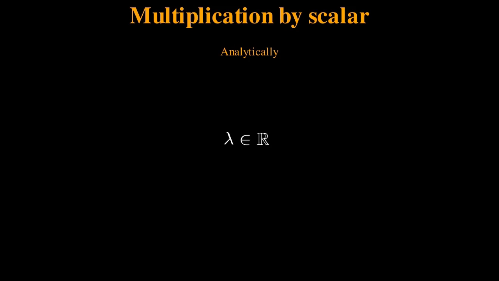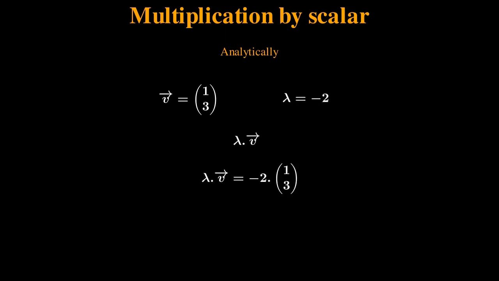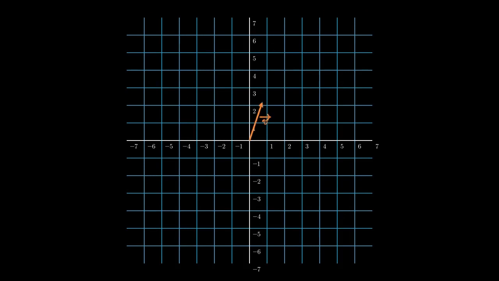Consider the vector v with the following coordinates. Now, for lambda, let's pick the value -2. To multiply a vector by a scalar lambda, one simply has to multiply each of the vector's coordinates by the value of lambda. Graphically, this is what happens to the vector v when we scale it by lambda. The vector v not only got stretched or scaled, but also changed its direction.